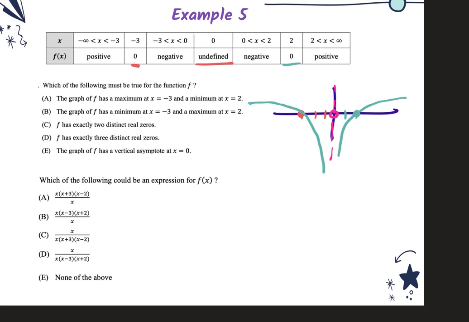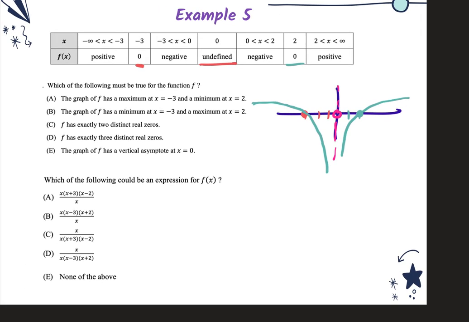All right, so it says, A, the graph has a minimum at negative 3 and a minimum at 2. Does it have to be true? No. B, it has a minimum at negative 3 and a maximum at 2. Nope, because it can't have a minimum, because it's continuing on to be negative, right? No. C, it has exactly 2 distinct real zeros. Could be true. D, it has exactly 3 distinct real zeros. Nope. E, the graph has a vertical asymptote at x equals 0.